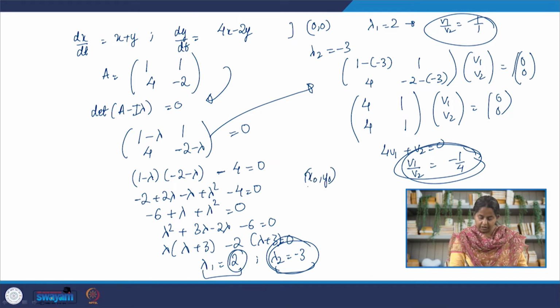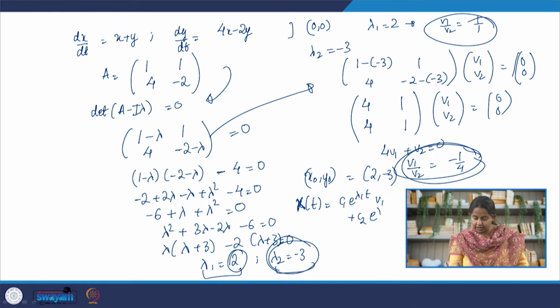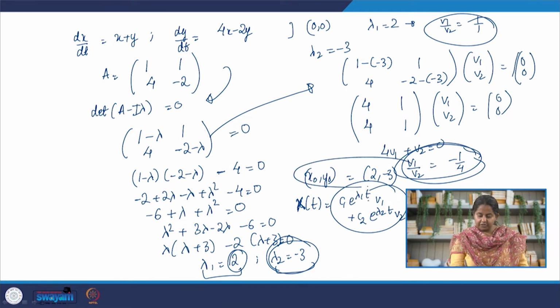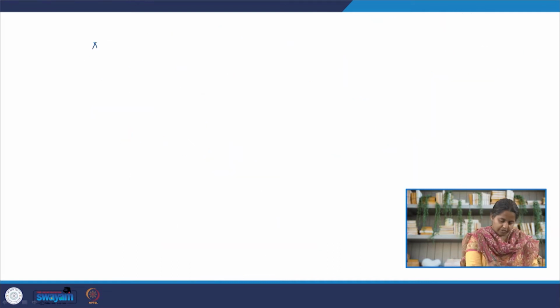as (x0, y0) equal to (2, -3). So let's say the initial value is given to us as 2 and -3. We know that our solution x(t) is equal to C1 e^(lambda 1 t) V1 plus C2 e^(lambda 2 t) V2. So we are going to substitute the eigenvalues and eigenvectors in this, and then for time t equal to 0 we are going to substitute this value and find our solution. So basically x and y will vary with time.